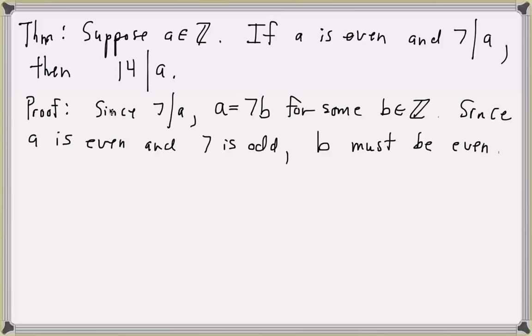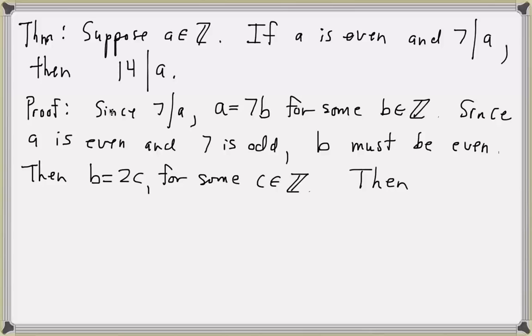If b is even, I can write it as 2 times another integer. Then b equals 2c for some integer c. Let's put this all together. Then a, which equals 7b, equals 7 times 2c, substituting in for b, and 7 times 2 is 14. So I've written a as 14 times c. Then by definition, 14 divides a.